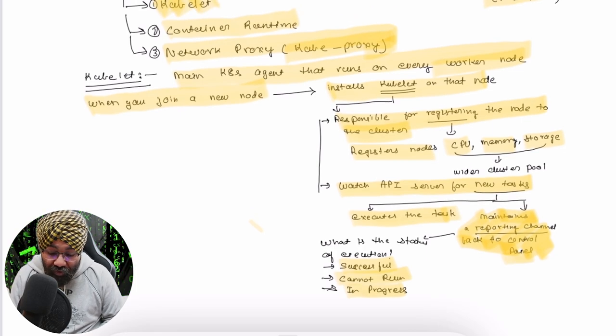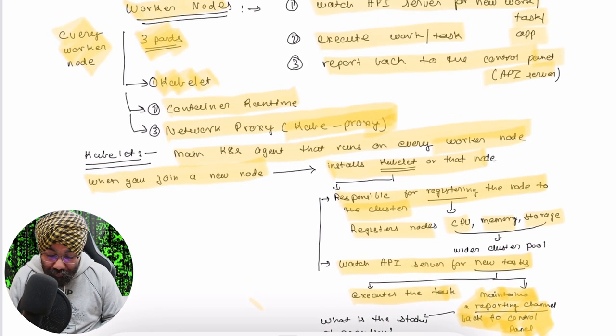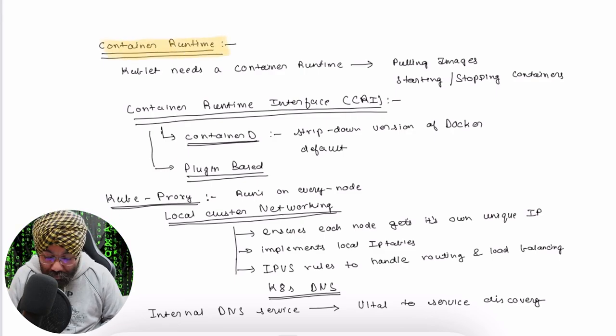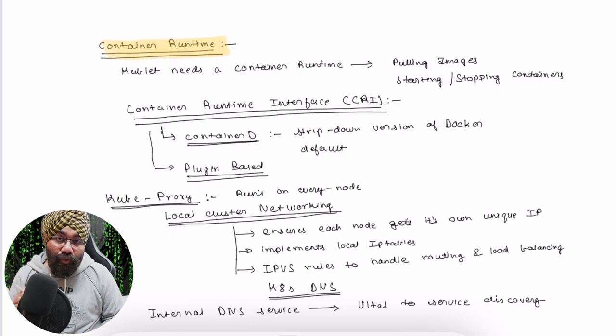Now kubelet is the first part of the worker node. The second part is the container runtime. Okay. Your worker nodes run containerized apps. So for doing the basic behavior of containers, like pulling the image from the image repository, starting it, stopping it, everything, for this, the worker nodes require a container runtime. That is why they need a container runtime for performing all these container functions.